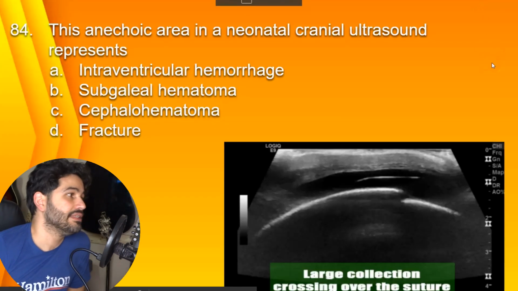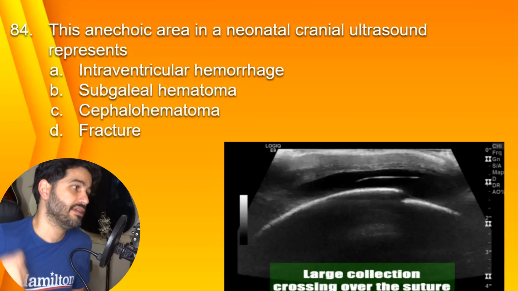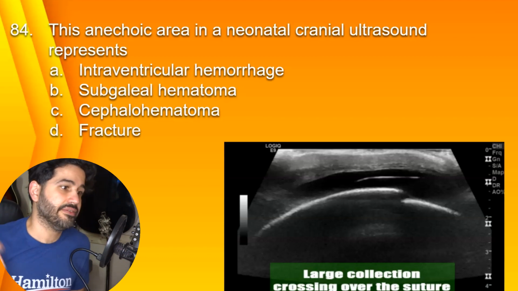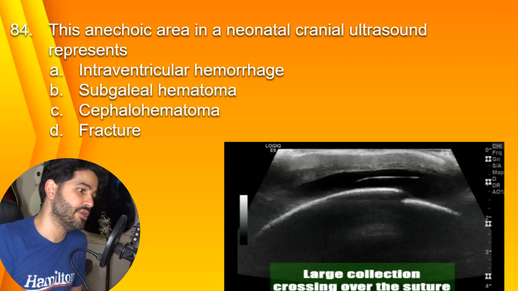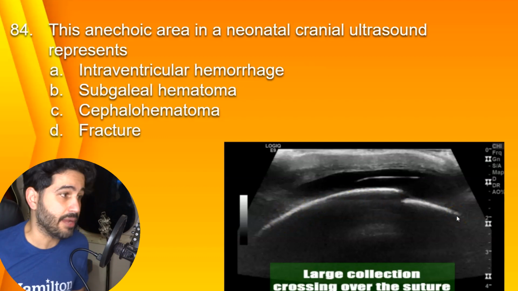Number 84. This anechoic area in a neonatal cranial ultrasound represents A, intraventricular hemorrhage, B, subgaleal hemorrhage, C, cephalohematoma, or D, fracture. All right, so here we got a very superficial image showing the skin, some fluid, and the cranial bone. So already you know there's not an intraventricular hemorrhage because there's no image there of the ventricles.